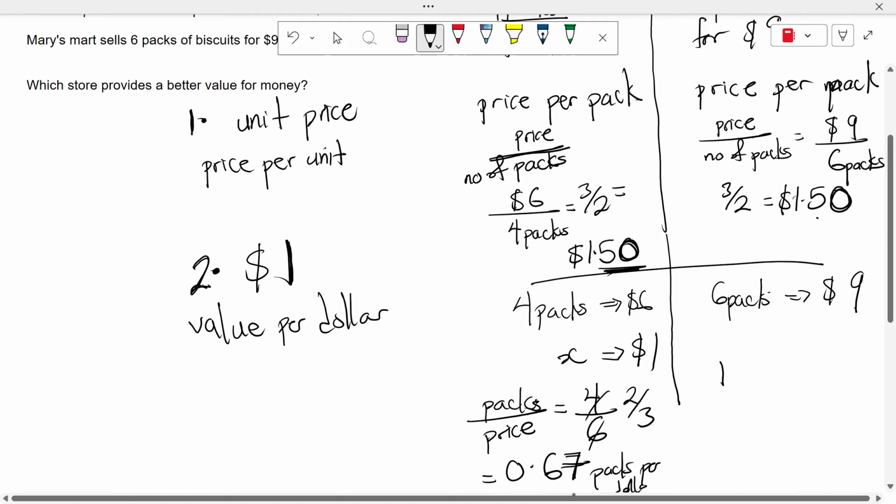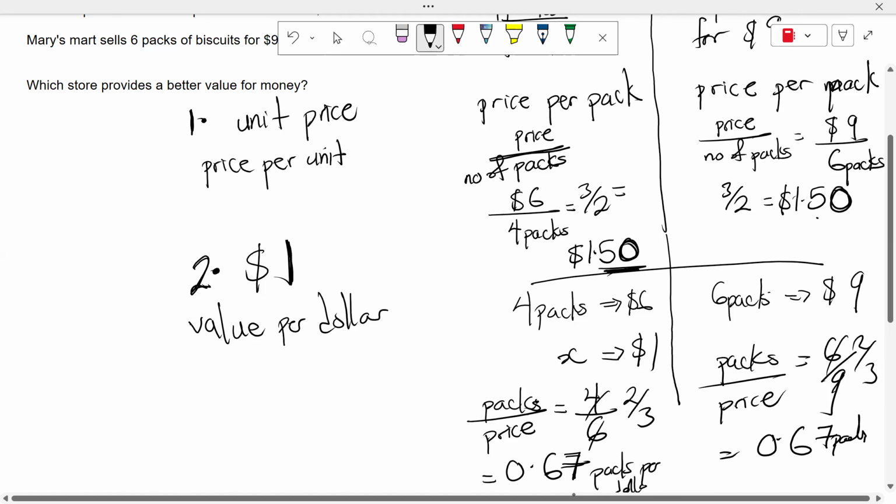So that'll be packs over price. That would be 6/9. That also comes to 2/3. That'll also be approximately 0.67 packs per dollar. So it means that for every dollar you spend, you're getting approximately 0.67 packs.